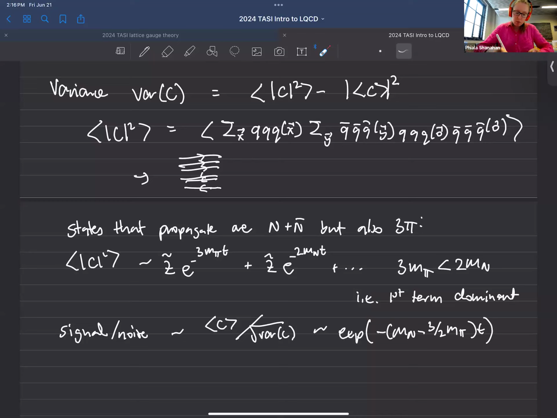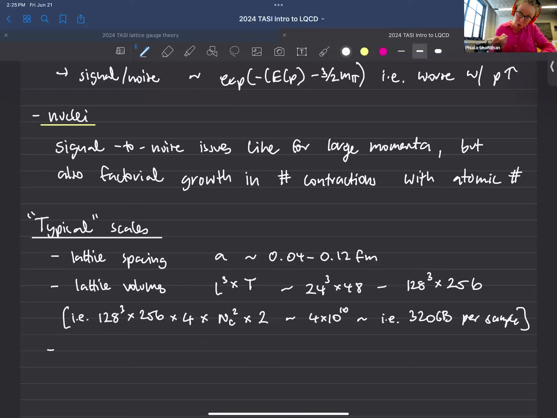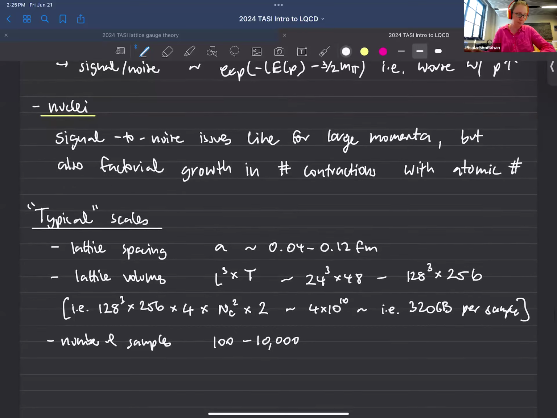So you then have to, first step, sample several thousand of these, and each sample is order hundreds of gigabytes. Okay, number of samples. I already sort of implied this. This will be order 100 to 1,000 or tens of thousands.